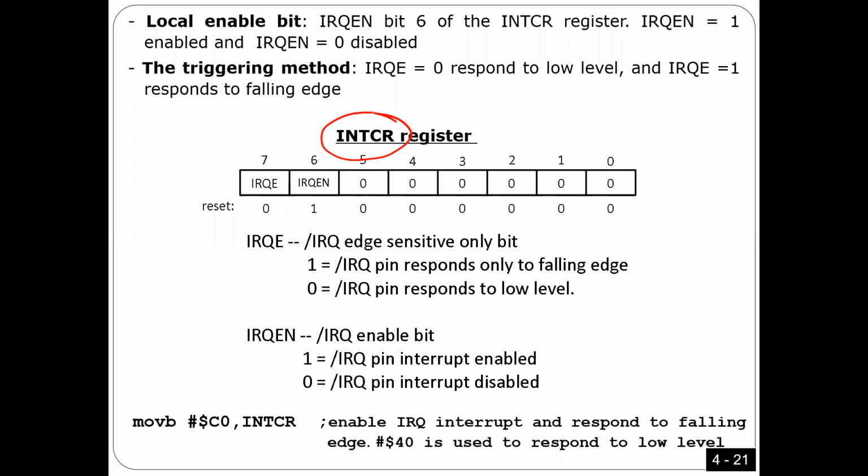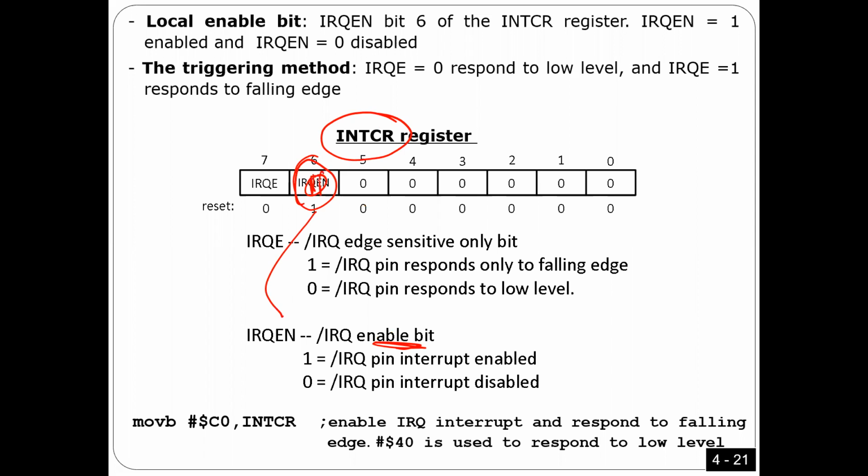Okay, interrupt control register. In this register, you can see we have a pin here. This pin is the enable bit. That means if you put one here, you can enable IRQ interrupts. If you put zero, you disable IRQ interrupts. I'm gonna repeat again. What do you mean by enable or disable?